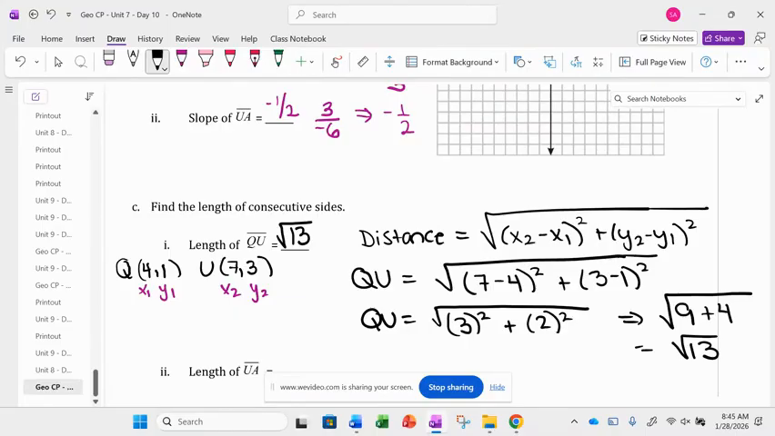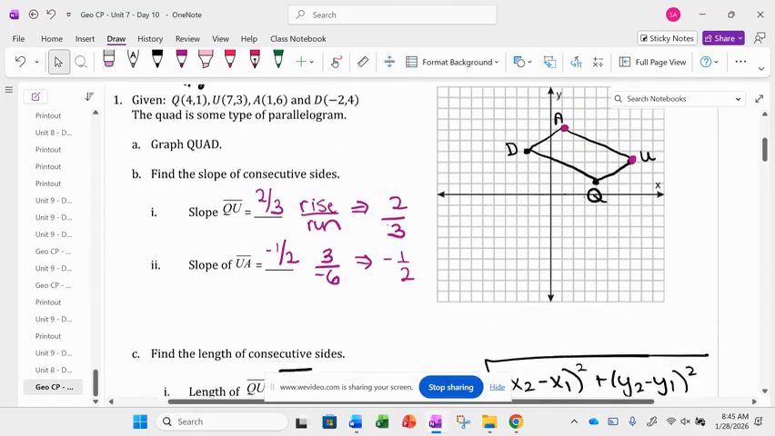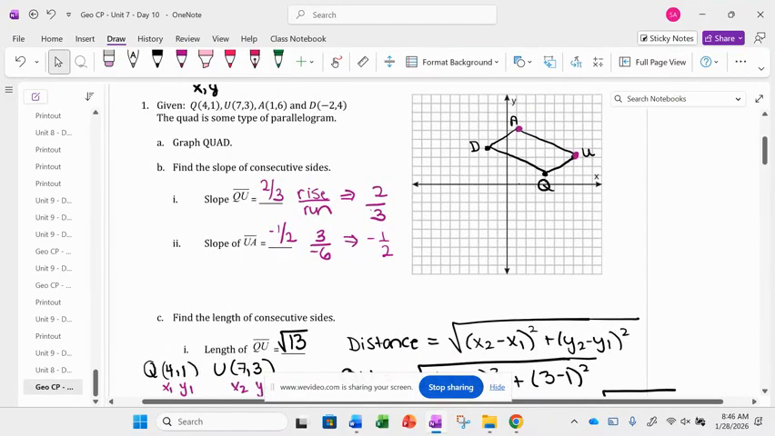So if it's a perfect square, do you have to simplify the radical? Yeah. So like the square root of 25 would be 5. The square root of 49 would be 7 because they're perfect squares. But since 13 is not a perfect square, are we simplifying it? No, we're leaving it just as it is. So now I'm going to go through and label this. So QU is the square root of 13.